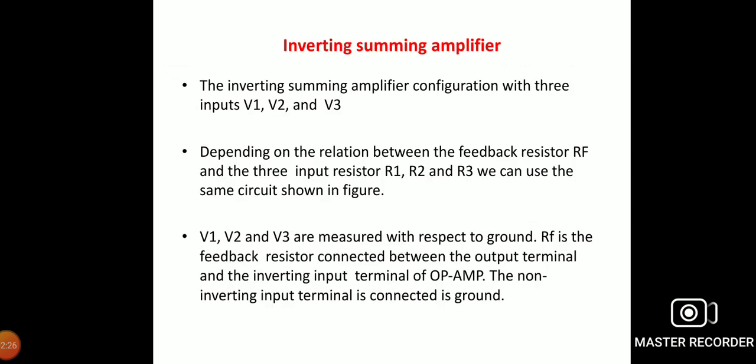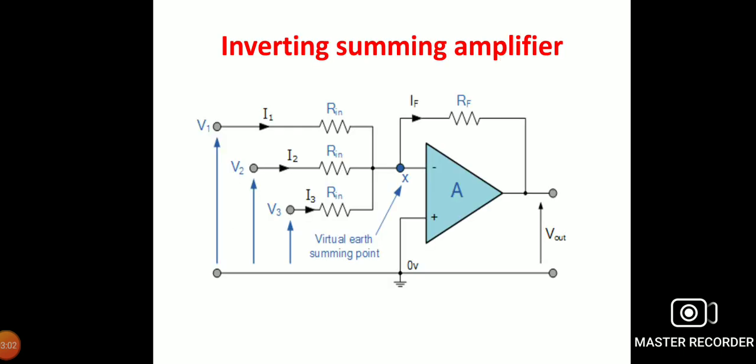Now the inverting summing amplifier. Here is the inverting summing amplifier configuration with three inputs: V1 input voltage 1, V2 input voltage 2 and V3 input voltage 3. It depends on the relationship between the feedback resistor RF and the three input resistors R1, R2 and R3. We can use the same circuit. So we can see the inverting summing amplifier circuit.